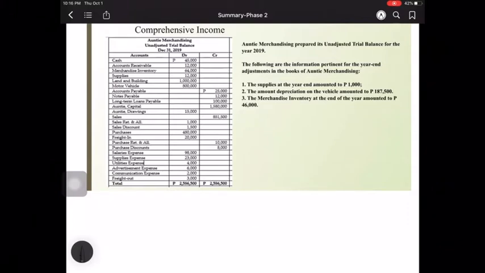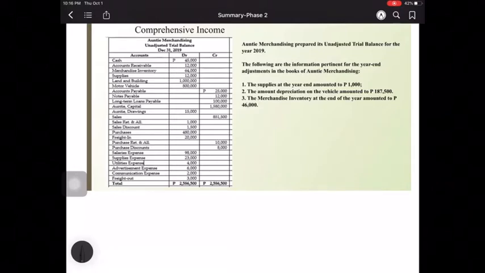Before preparing your financial reports, you have to first determine or prepare your adjusted trial balance. You cannot proceed yet, not unless the amounts in your trial balance are already adjusted. So we have to adjust them first. Therefore, we have to consider the following information in adjusting the accounts or the amounts in our unadjusted trial balance.